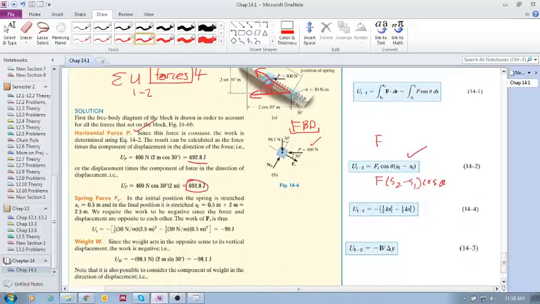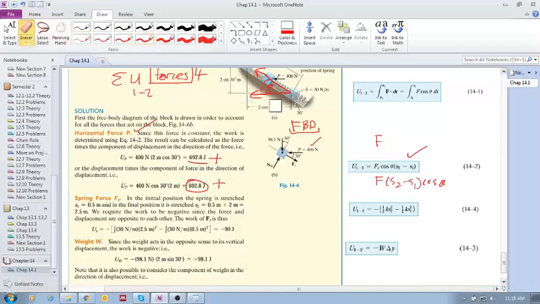The next one is the spring force. By the way, look at those two vectors, the force vector and the displacement vector. The components are going to be in the same direction, so that's why we have a positive work. Okay? Now let's look at the spring force.